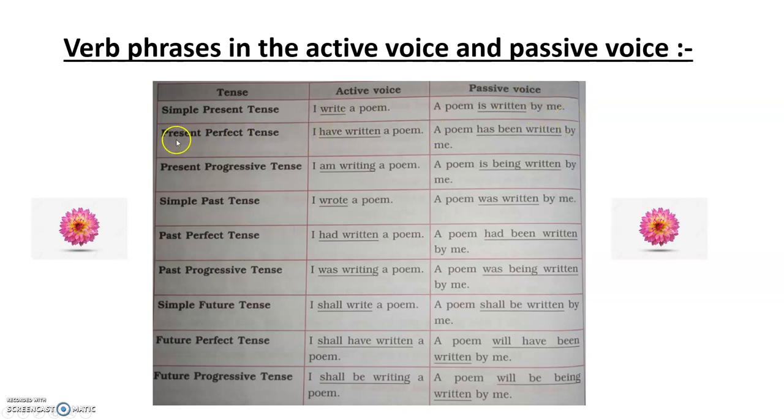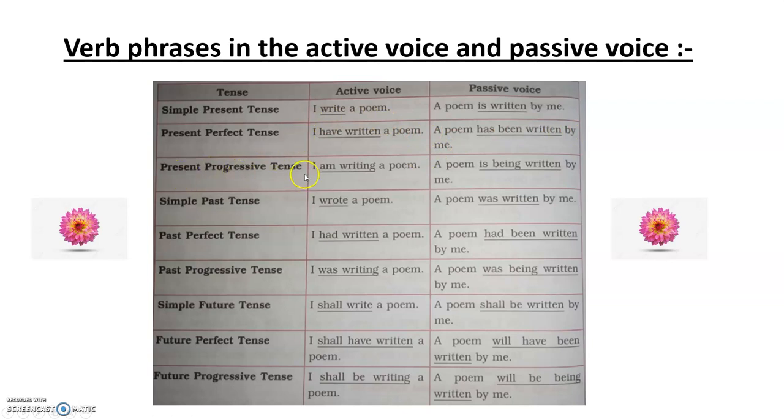So, coming to the present perfect tense, I have written a poem. Have written is present perfect. So, I have to change this voice. It is in the active voice. I change it into passive. How will I write it? A poem, which is an object. Okay, this is the object. So, a poem has been written by me. So, you bring that in the subject.